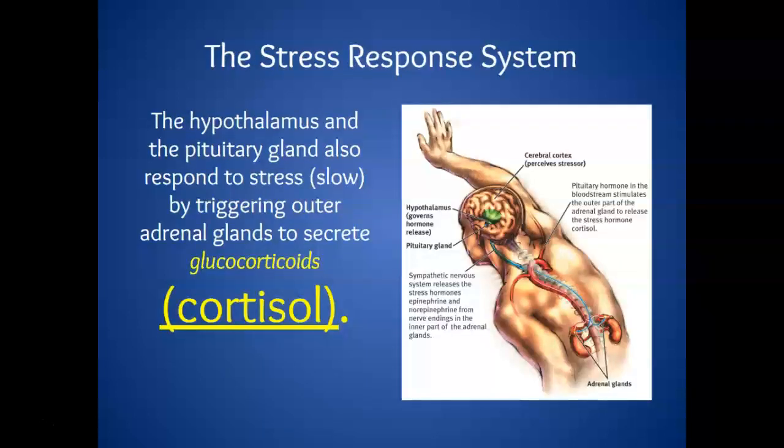We have what's called a stress response system. The hypothalamus and the pituitary gland also respond to stress by triggering the outer adrenal glands to secrete, just know the word cortisol. Cortisol is your stress hormone, and it is part of the stress response system.